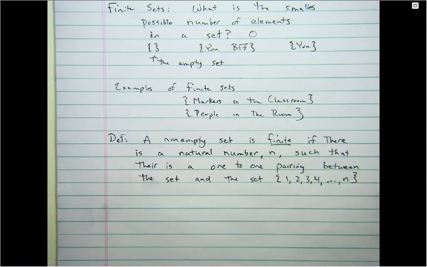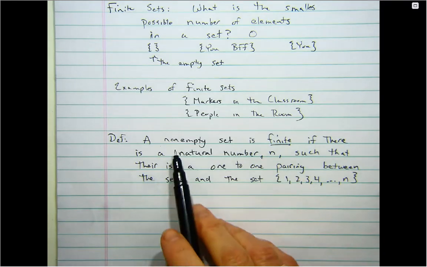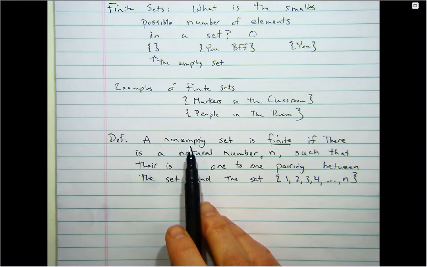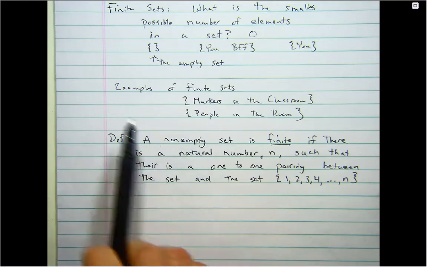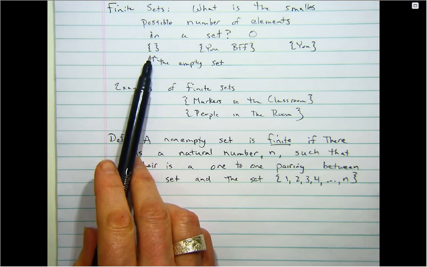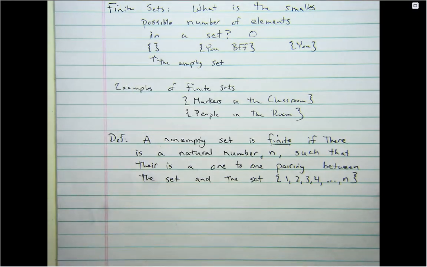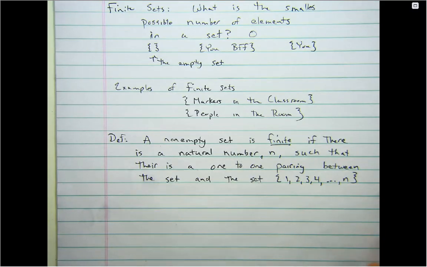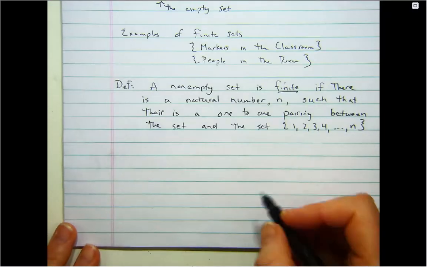So let's think of a finite set. By the way, the empty set has 0 elements, and 0 is not a natural number. So that's why it's set off from these others in the definition. So this empty set is a finite set, but it has 0 elements, so that's why it's not described along with these others with the natural numbers, because 0 is not a natural number.